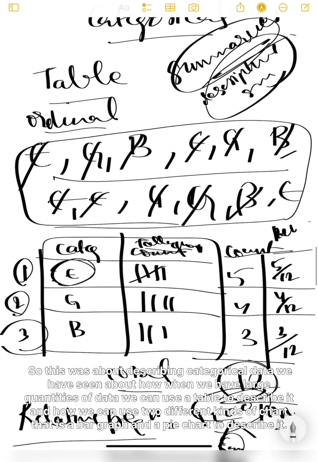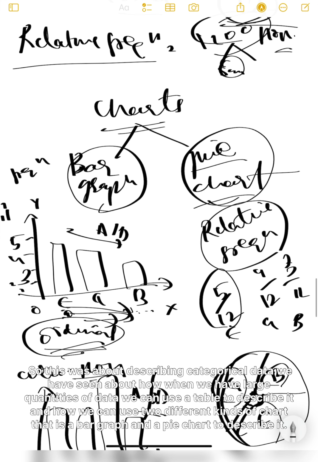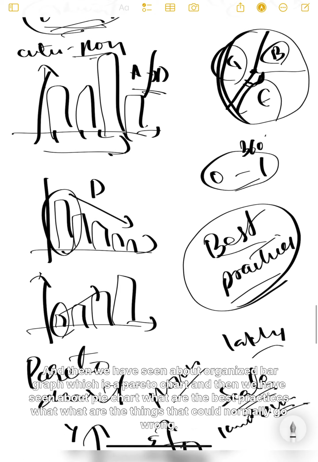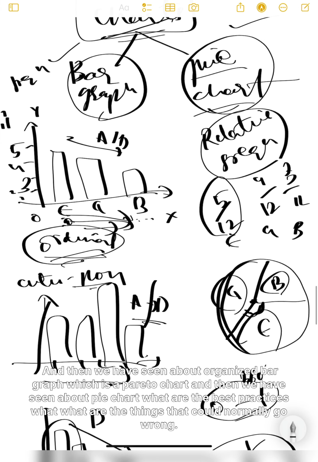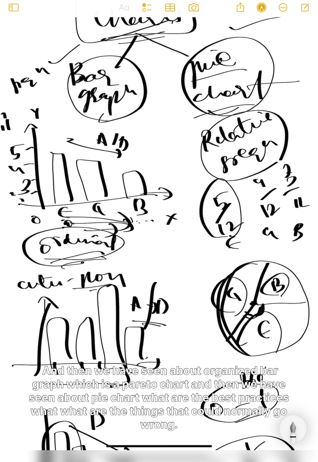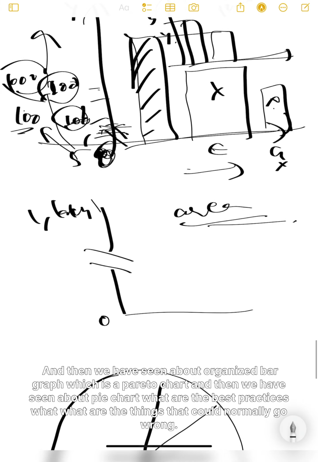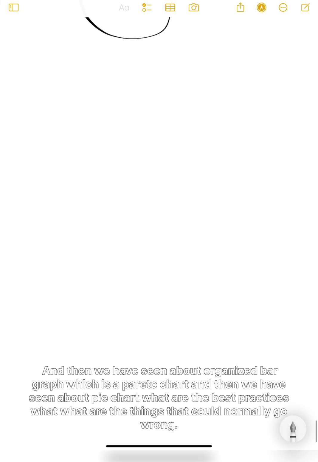We have seen how, when we have large quantities of data, we can use a table to describe it, and how we can use two different kinds of chart, a bar graph and a pie chart, to describe it. And then we have seen an organized bar graph, which is a Pareto chart, and then we have seen the pie chart, what the best practices are, and what things could normally go wrong. And now let's come to descriptive measures.